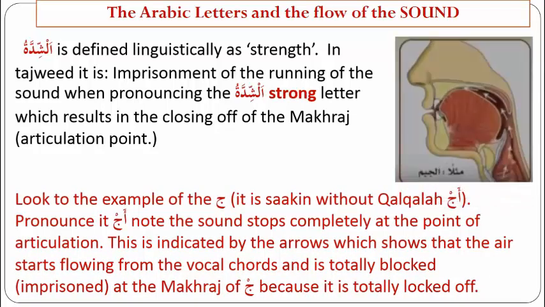It is sakin without qalqala. Aj, aj, aj. Pronounce it. Aj. Note the sound stopped completely at the point of articulation. This is indicated by the arrow, which shows that the air starts flowing from the vocal cord, from the bottom there, and is totally blocked, imprisoned at the makhraj of the jim with sukoon, because it is totally locked off, because of the tongue hitting the upper palate. Aj.